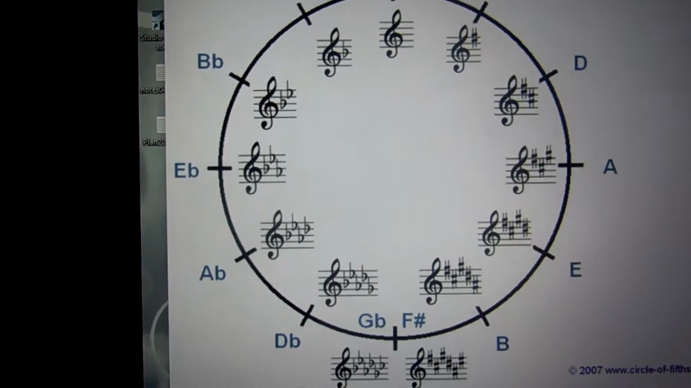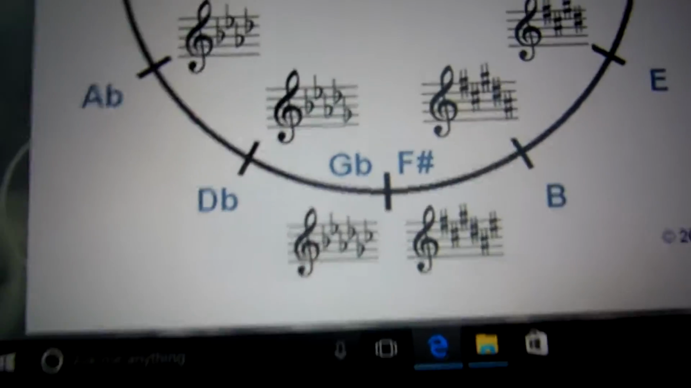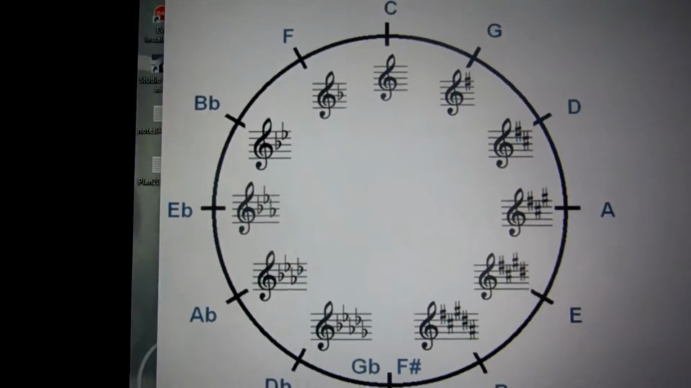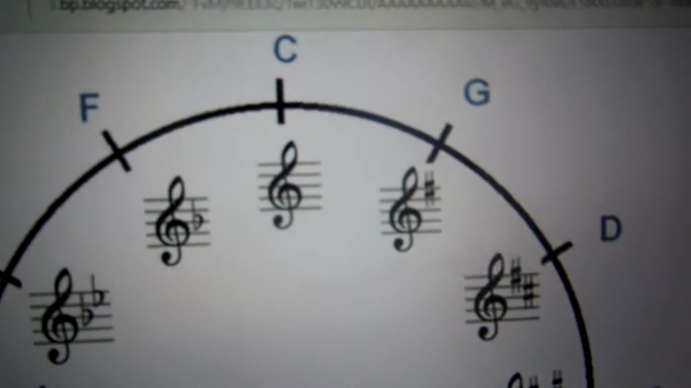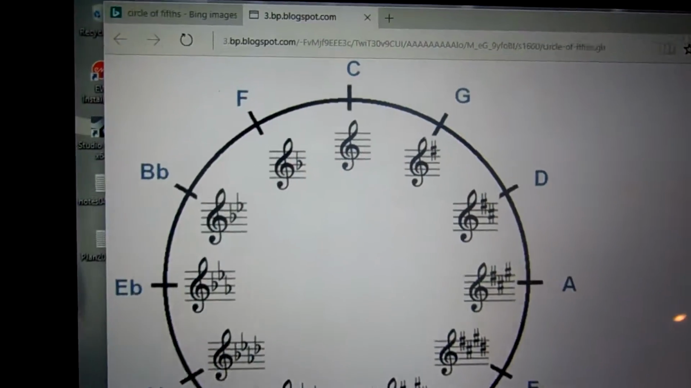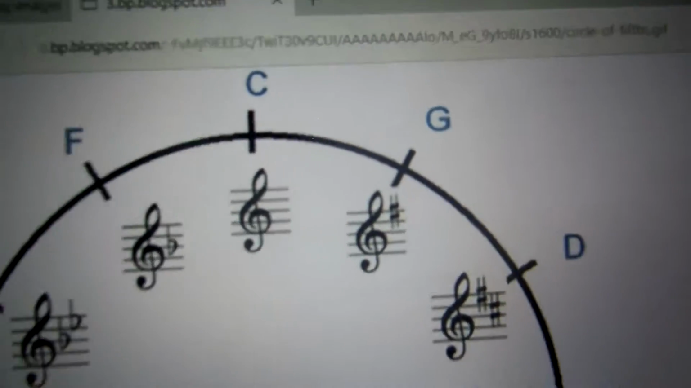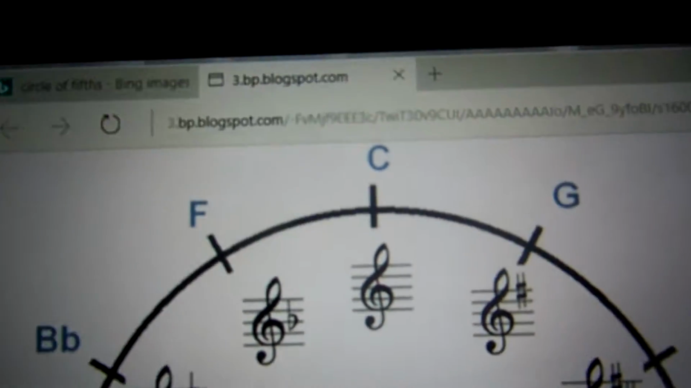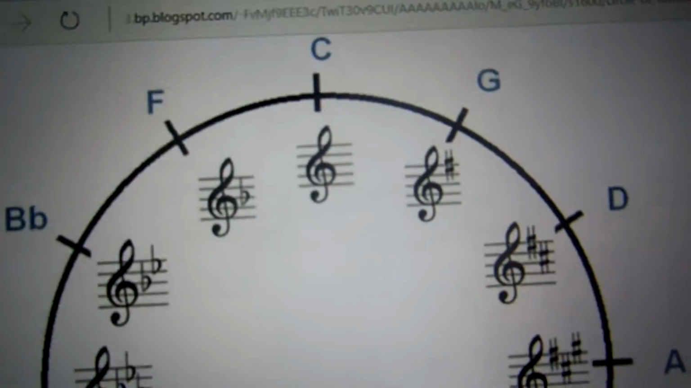Notice at the bottom G flat and F sharp occupy the same space. They're basically the same key, written two different ways, because F sharp and G flat are the same note. So we went from C to G, from 12 o'clock to 1 o'clock, and that was up a fifth, meaning G was the 5th note of the C scale. Hence the name circle of fifths, because as we go around, the relationship is a fifth.